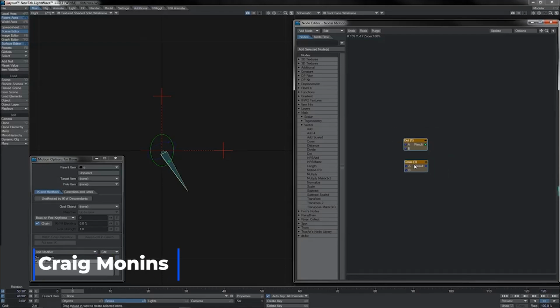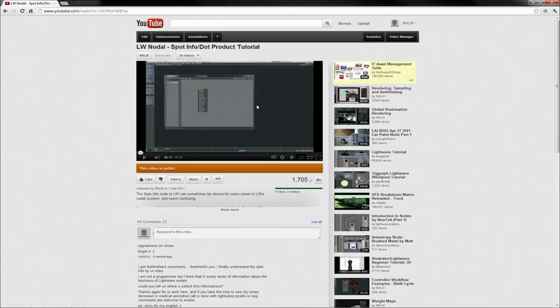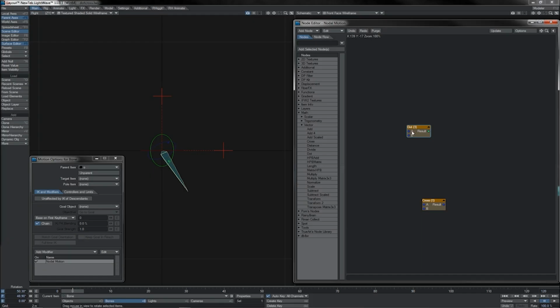Dot and cross product nodes in vector math. Let's take just a quick look at dot first. There is, of course, in my YouTube the spot info dot product tutorial, which basically covers everything that dot product does, or at least gives you some more examples of it. But just to repeat the basics, the dot product will return the cosine of the angle between two vectors.